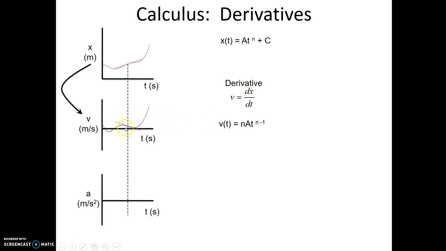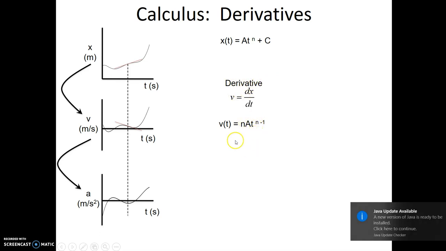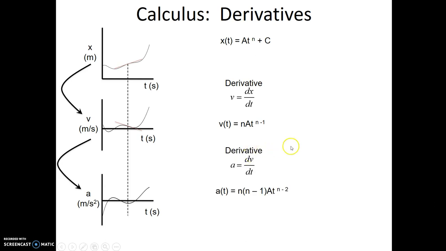I can find the slope of the velocity time graph, and that would give me the acceleration time graph. But again, that's related to the velocity time graph equation in the same way that the velocity time graph equation was related to the position time graph equation through this thing called a derivative. So now the power of the t is going to be 1 less than it is now, so it's going to be n minus 2. And I would be multiplying the coefficient by the bigger power, in this case n minus 1. And so that's how you find the derivative.